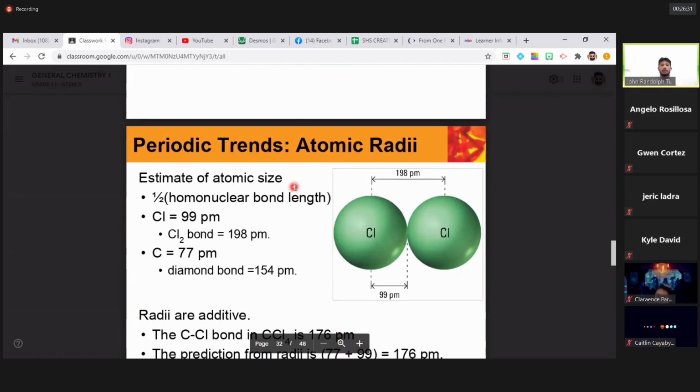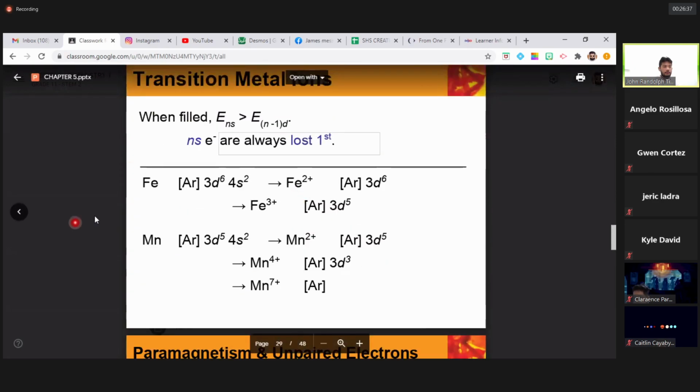Now let's go directly, guys, to your periodic trends. Periodic trends can be summarized in one table: the trends of the electron affinity, the ionization energy, the atomic size. There's a table on that one that will help us memorize and understand the trends of these different atoms in the periodic table.